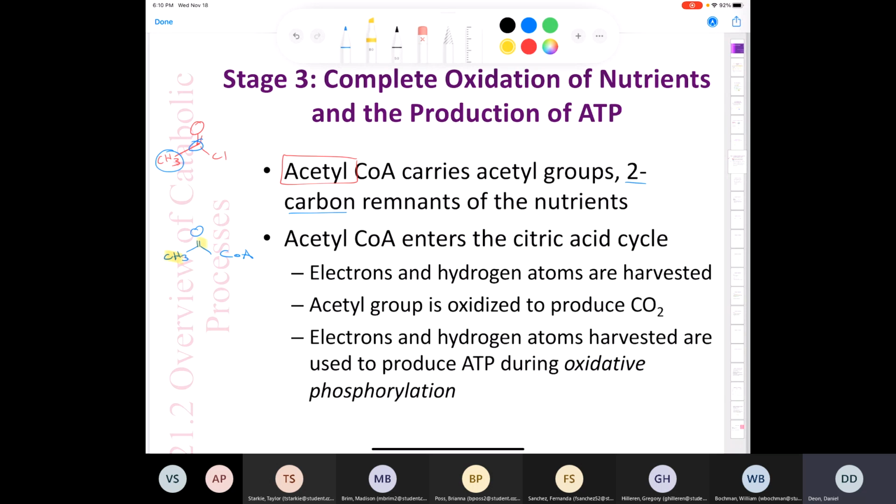It says electrons and hydrogen are harvested. The acetyl group is oxidized completely to carbon dioxide, just like a combustion, right? And then the electrons and hydrogen atoms that are harvested are used to make even more ATP during that process that was way at the bottom of that figure we looked at a few slides ago, that process called oxidative phosphorylation.